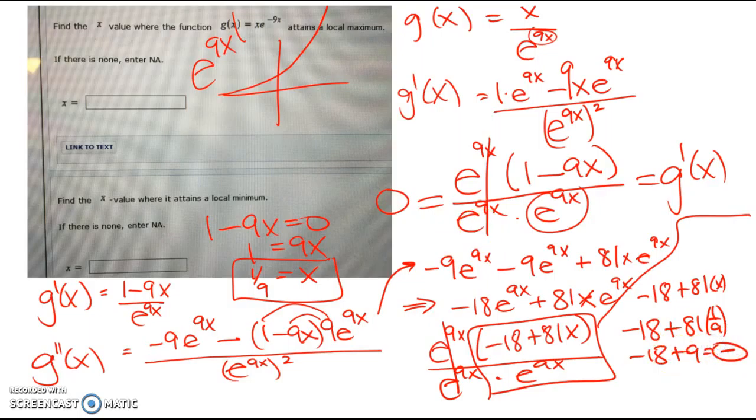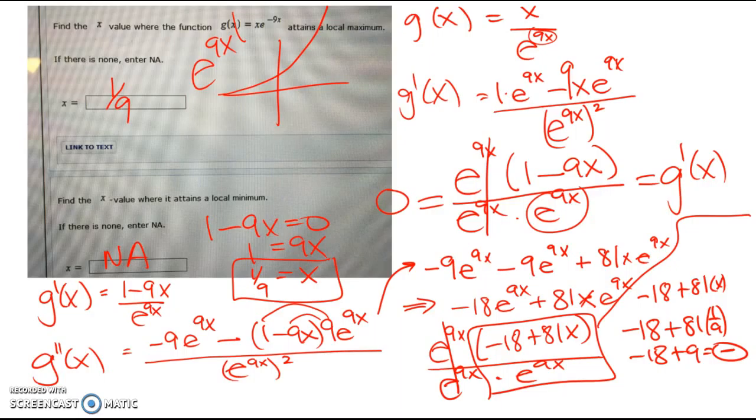That means this thing is concave down, right? Which means our x equals 1/9 is a maximum. So it's got a local maximum at x equals 1/9, and it does not have a local minimum, so it's an NA. Okay?